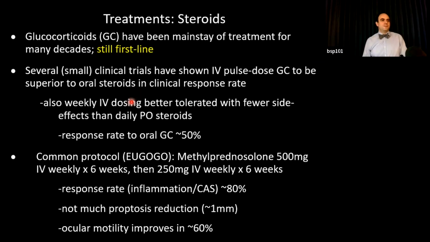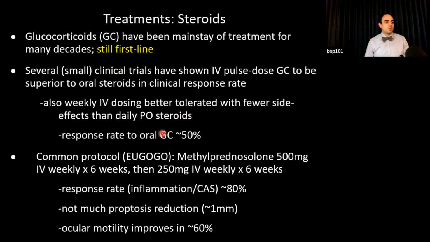So what do we do? In my case, we still do, although things are changing, most people still do what has been done for the last 6 decades, and it's glucocorticoids, and they've been the mainstay for decades. And there have been a number of small clinical trials showing that IV pulse dose steroids are superior to oral steroids, both in terms of the response rate and also in terms of side effects and tolerability.